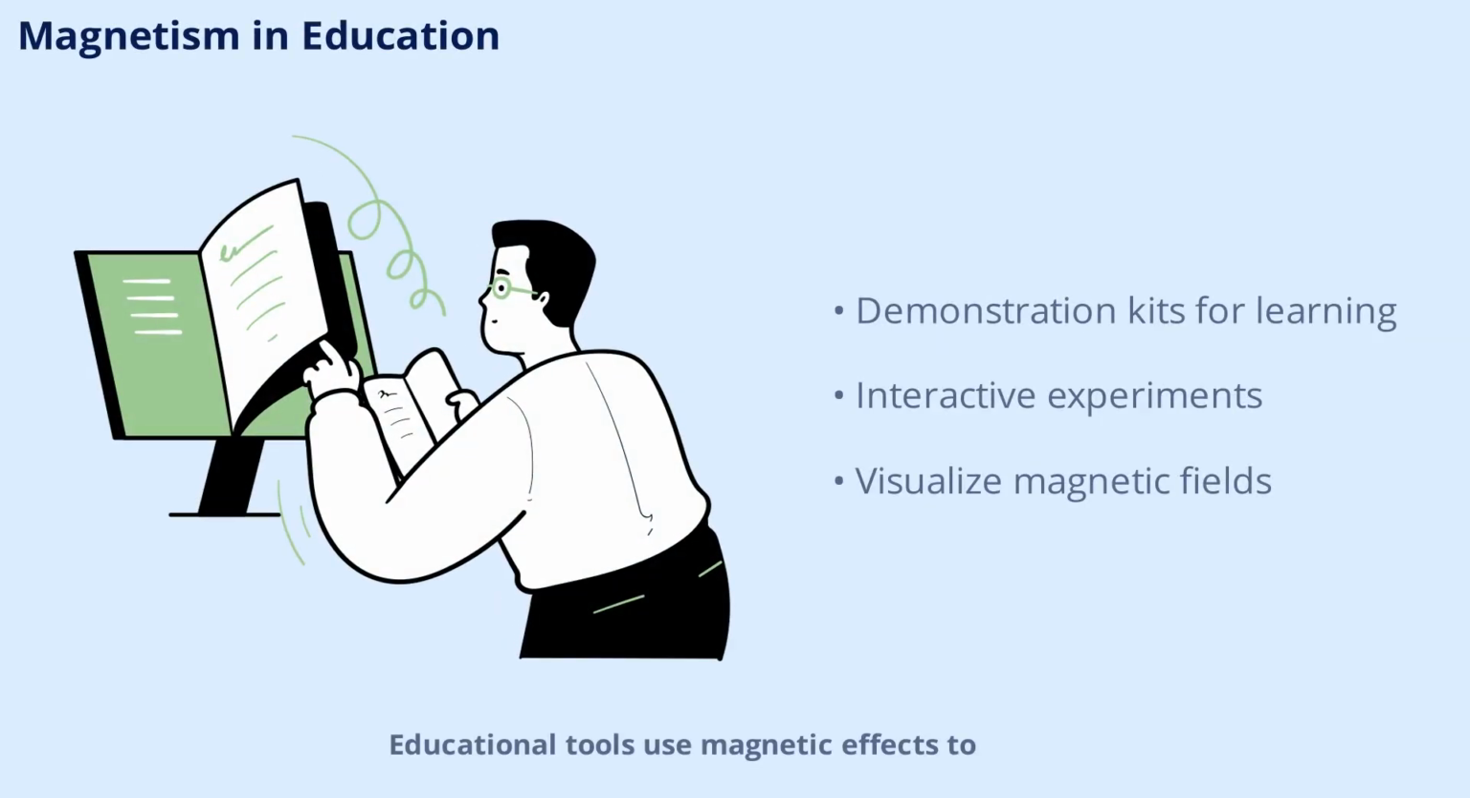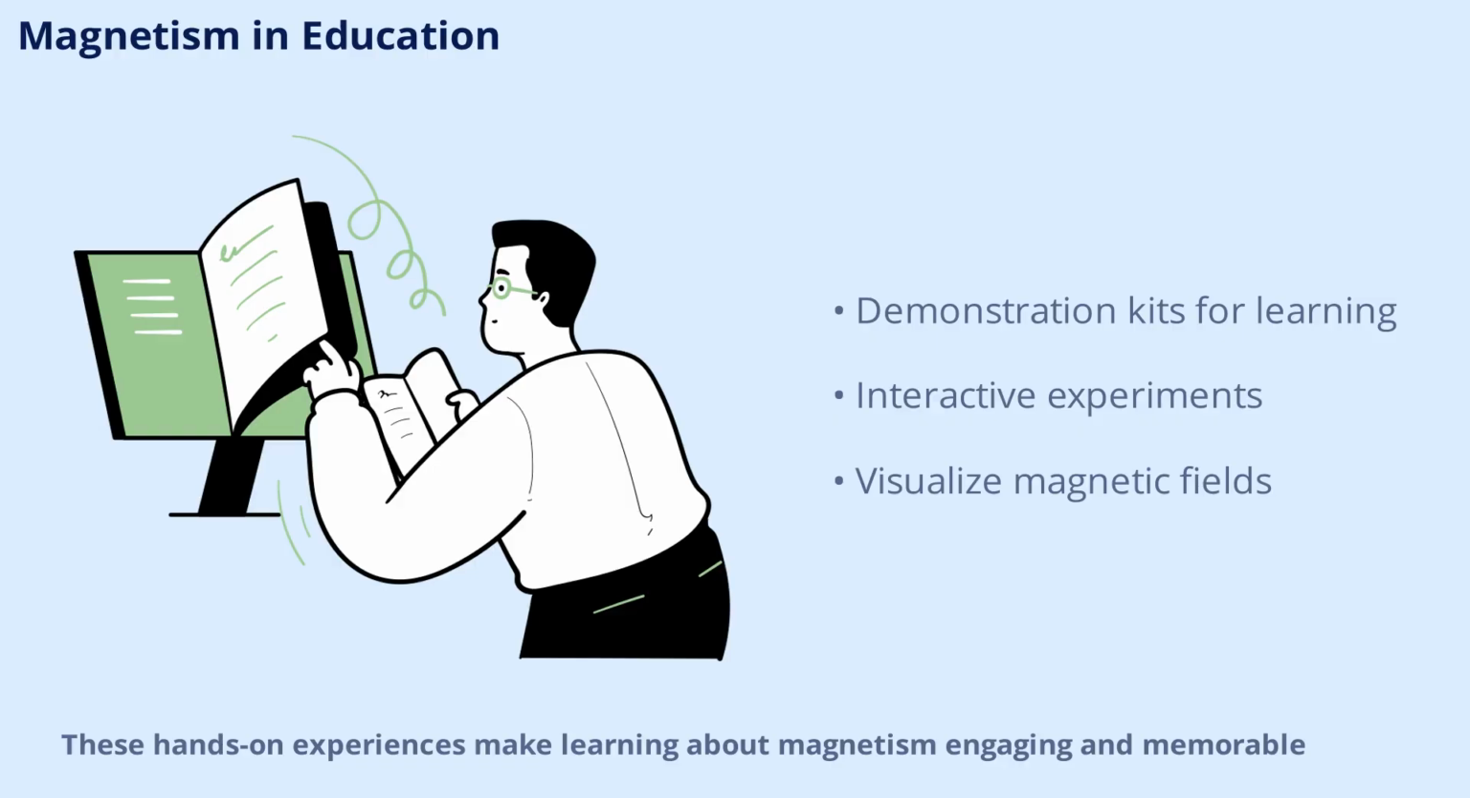Educational tools use magnetic effects to teach students about science and technology. Demonstration kits show how electromagnets, motors, and generators work. Interactive experiments help learners visualize magnetic fields and understand their applications. These hands-on experiences make learning about magnetism engaging and memorable.